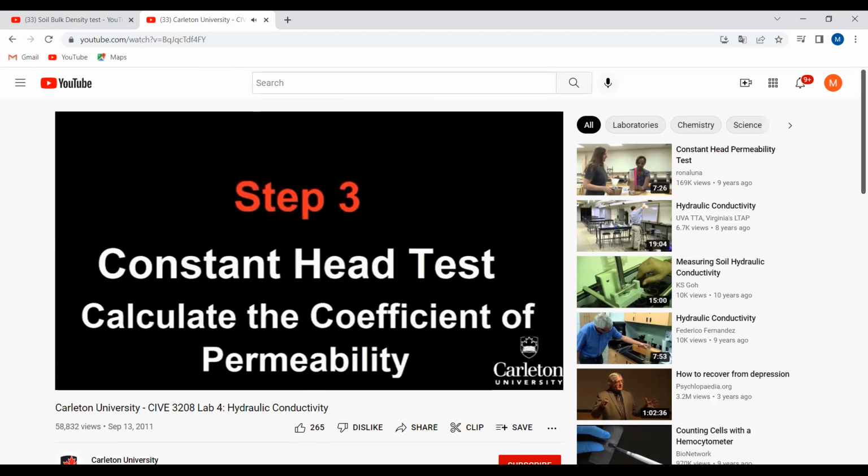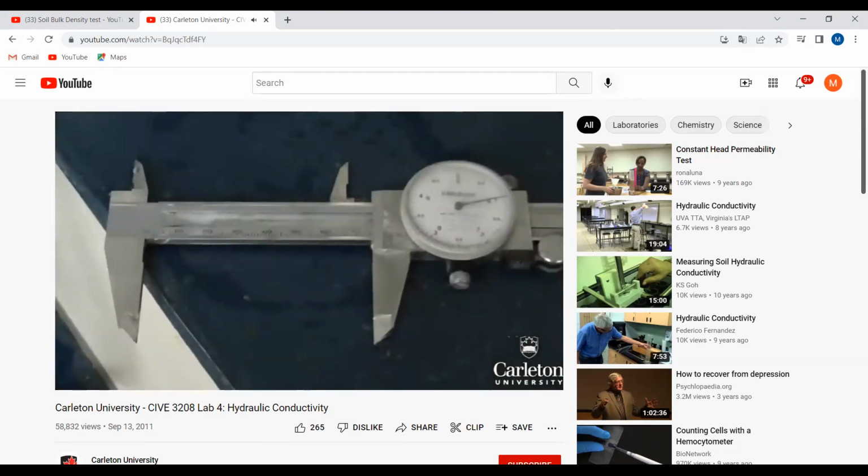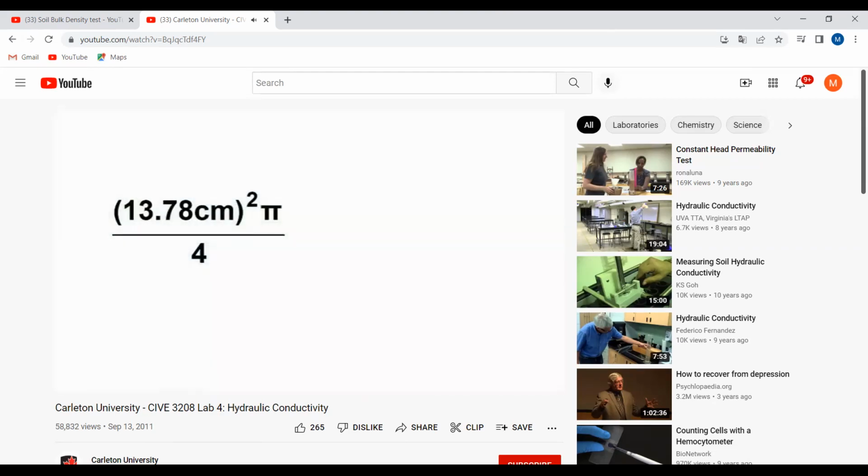Calculate the cross-sectional area of the cylinder. To do this, take calipers and measure the diameter. From this, we get the cross-sectional area, as the section is circular.